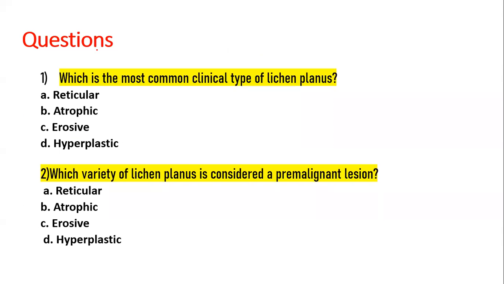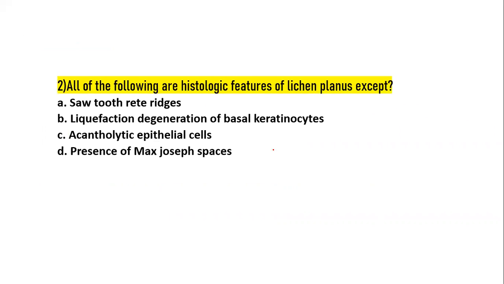So before we conclude, I have a few review questions for you. Name the types of oral lichen planus. Out of that, which is the most common clinical type and which is the pre-malignant type? All of the following are histological features of lichen planus except sawtooth rete ridges? Yes, you see them. Liquefaction degeneration of basal keratinocytes? Yes. Max Joseph spaces? Yes. Acantholytic epithelial cells? No. Acantholytic epithelial cells are seen in pemphigus. Here you see acanthosis, which is the thickening of the spinous layer.